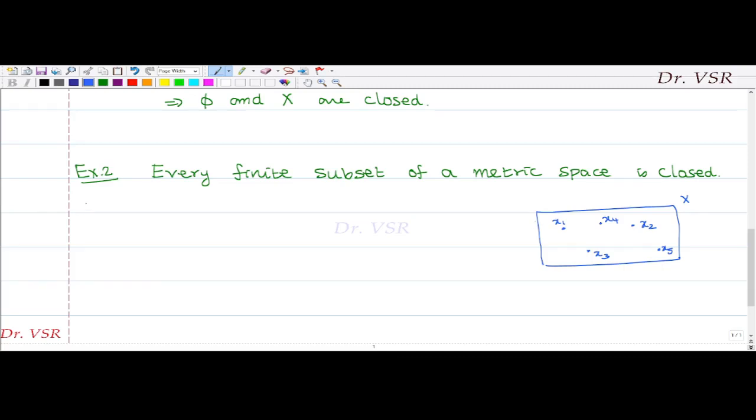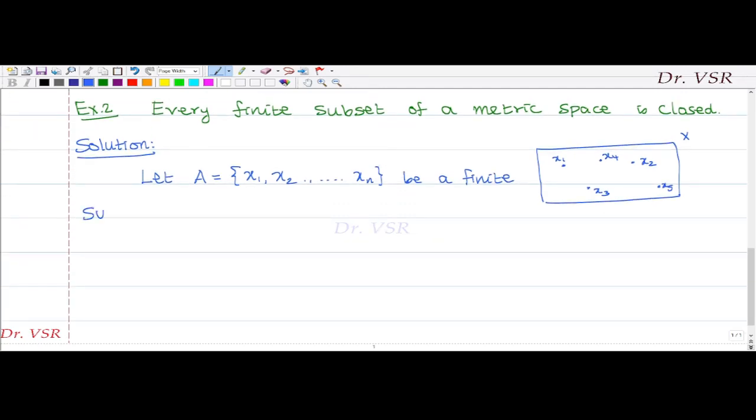Solution. Let capital A, equal to the set of all x1, x2, ..., xn, be a finite subset of X. X is a metric space, the underlying space, which is always a metric space. What are we going to prove? To prove: capital A is closed.